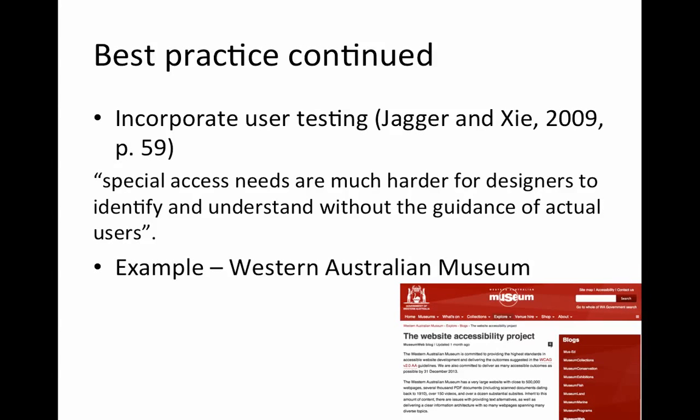Jager and Swee suggest that there should be another step in the design process: user testing in the design phase. They observe, "Iterative design and testing that incorporates the participation of users is essential to the creation of an online information and communication tool that will be functional, usable and accessible. Special needs access are much harder for designers to identify and understand without the guidance of actual users."